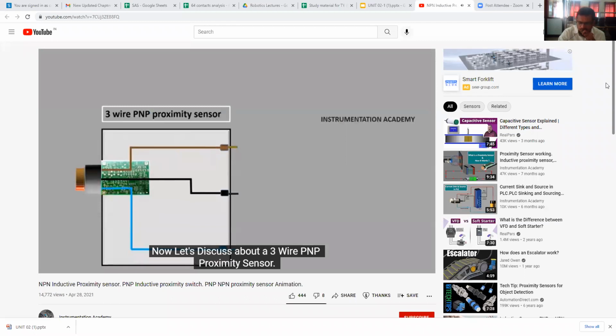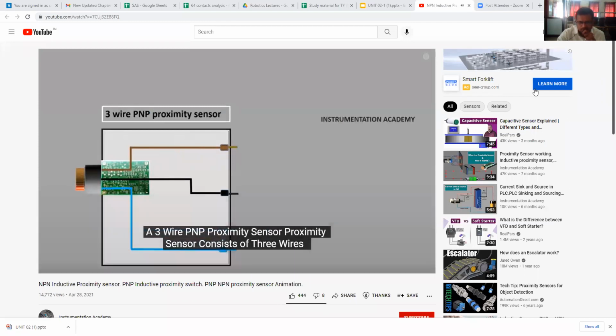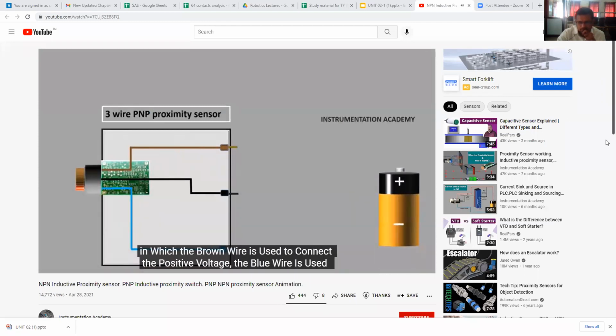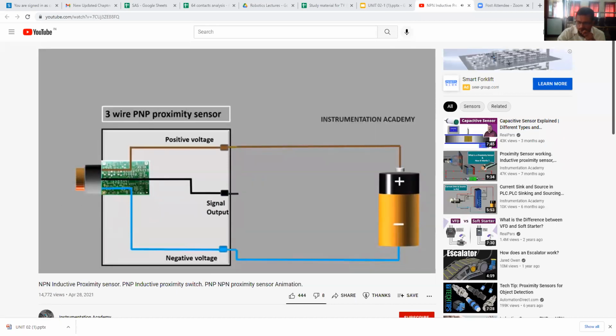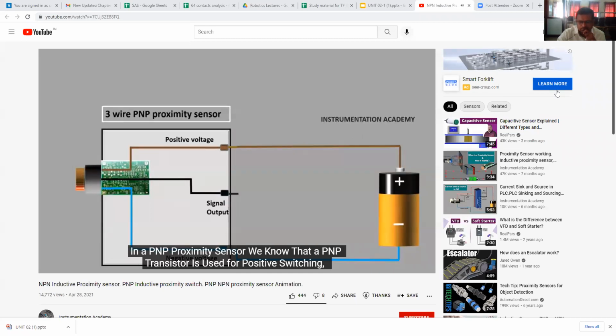Now let's discuss a 3-wire PNP proximity sensor. A 3-wire proximity sensor consists of 3 wires, in which the brown wire is used to connect the positive voltage, the blue wire is used to connect the negative voltage or ground, and the black wire is the sensor signal output wire. In a PNP proximity sensor, we know that a PNP transistor is used for positive switching.